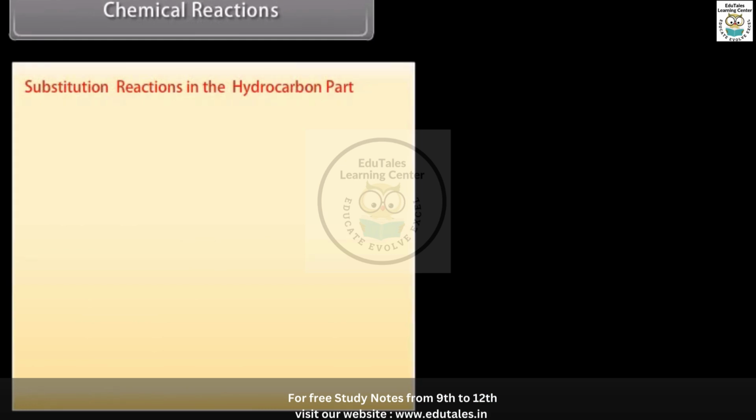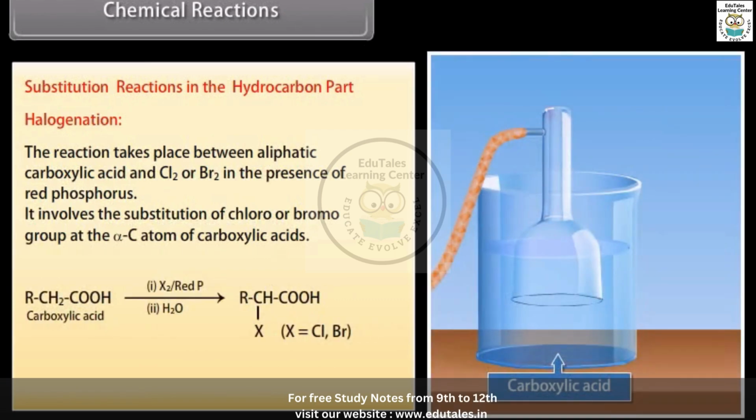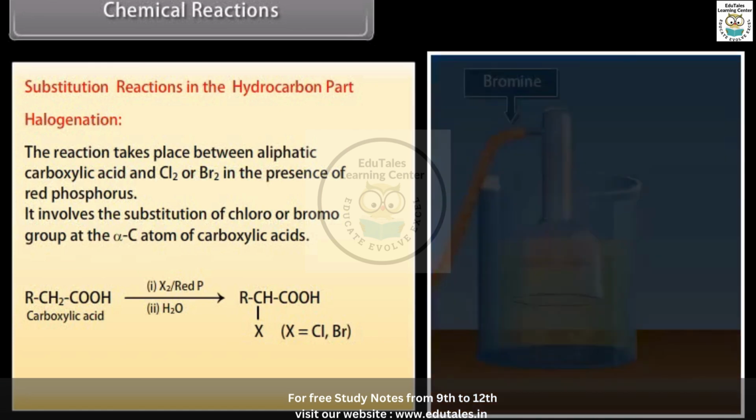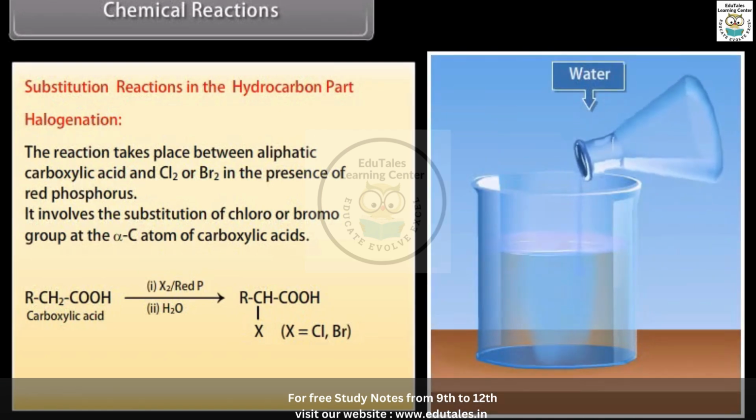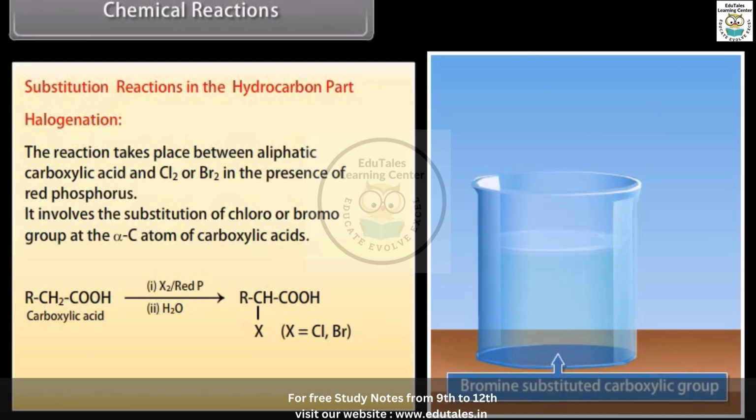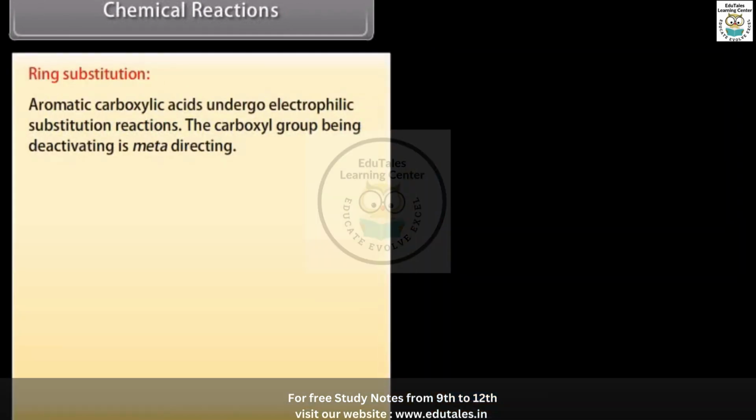Chemical reactions. Substitution reactions in the hydrocarbon part. Halogenation. The reaction takes place between aliphatic carboxylic acid and chlorine or bromine in the presence of red phosphorus. It involves the substitution of a chloro or bromo group at the alpha carbon atom of carboxylic acids. The reaction is known as Hell-Volhard-Zelinsky reaction. Ring substitution. Aromatic carboxylic acids undergo electrophilic substitution reactions.